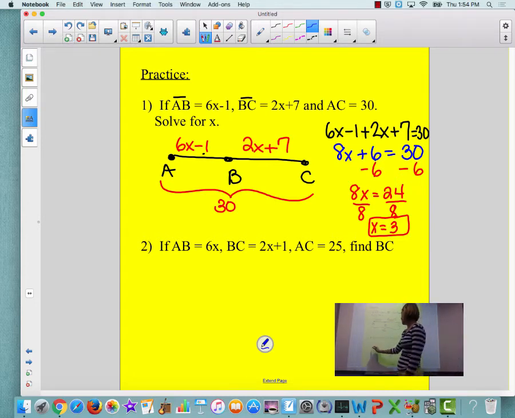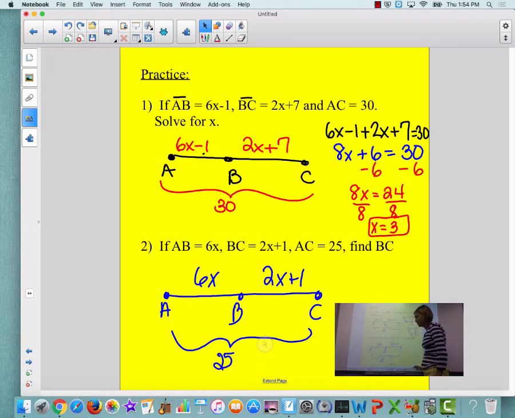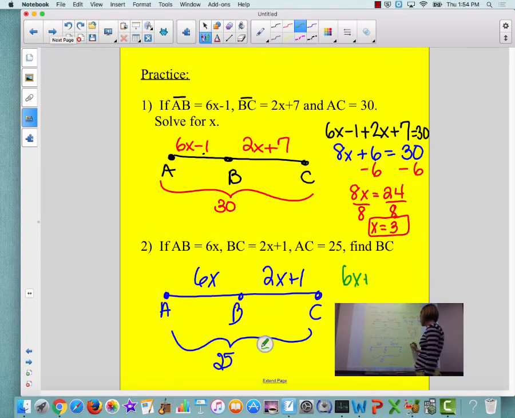All right, so again, I gave you a segment. We're always going to label and mark our diagram with what's given. AB is equal to 6x. BC is equal to 2x plus 1. And AC is equal to 25. Okay, so what I want you to do is press pause. I want you to do the problem, and then I want you to come back and check your answer with me. So press pause. All right, so you've done the problem, and you got 6x plus 2x plus 1 equaled 25.